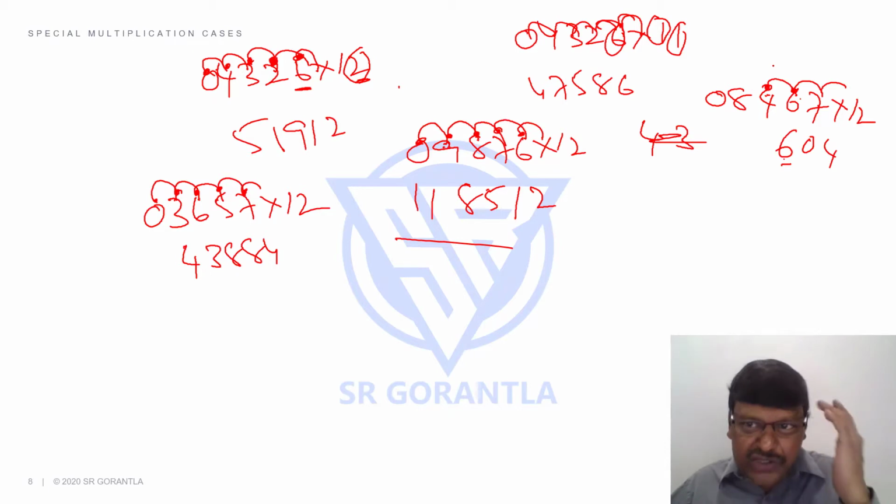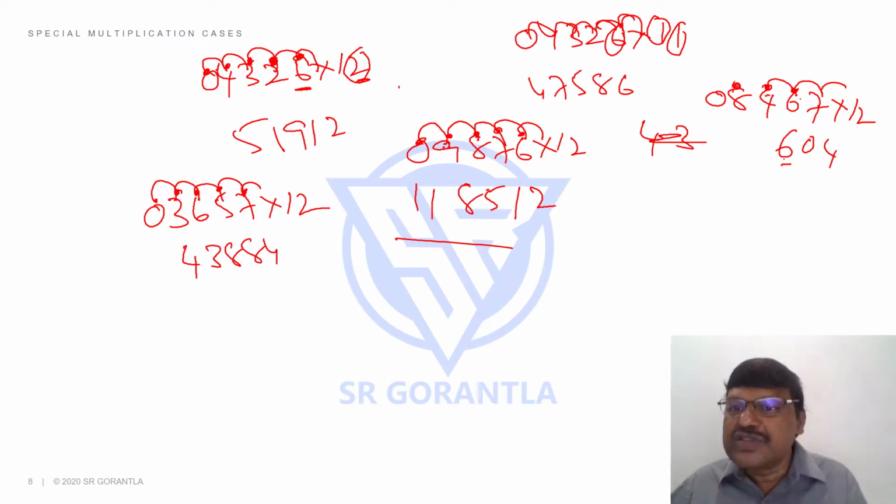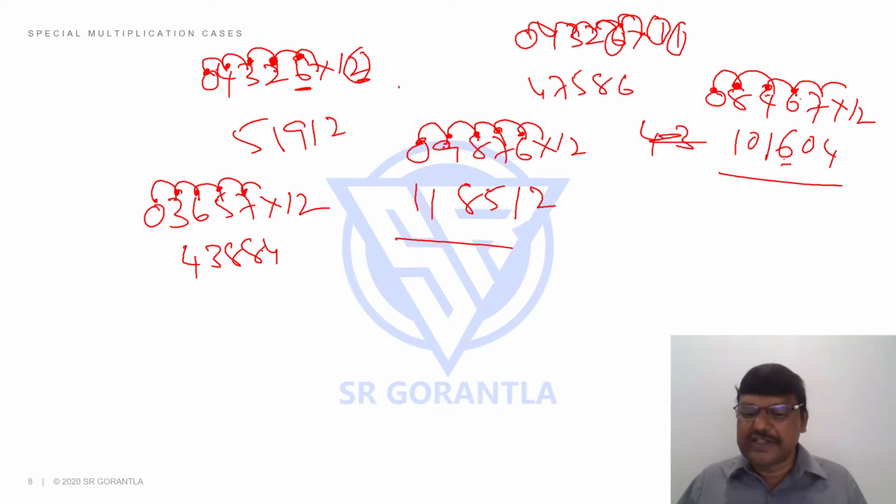See, I'm not writing the carried number. You should keep it in mind, please. So now 16 plus 4, 20. 20 plus 1 carried, 21. 1 here, now 2 carried to the next place. 2, 0, 0 plus 8. 8 plus 2 carried, 10. This is how you can do 12, students.